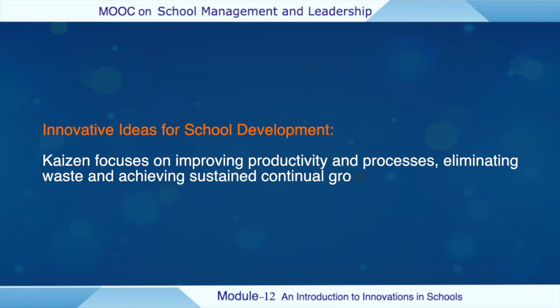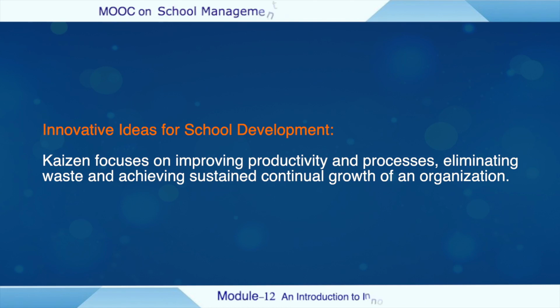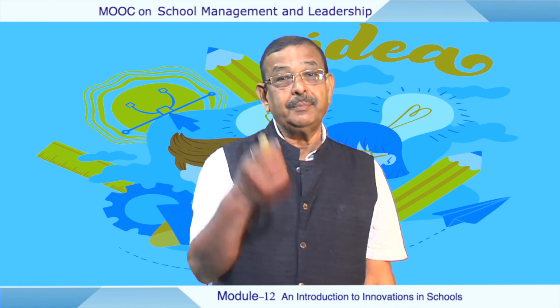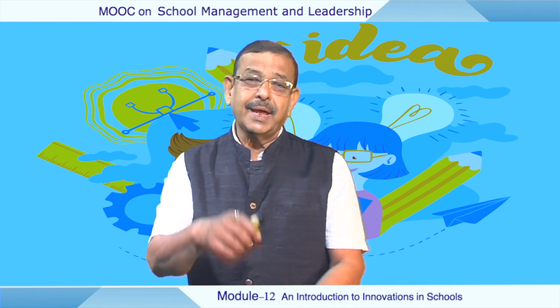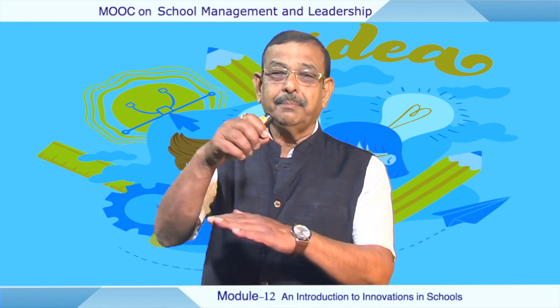In Japan, there is a concept called Kaizen. Kaizen means incremental, small steps, step-by-step improvement. This step-by-step improvement focuses on improving productivity and processes, eliminating waste, and achieving sustained continual growth of an organization. Step by step. It does not aim for drastic improvement. Drastic improvement may lead towards a drastic fall also. So step by step, whatsoever we are doing, one step better, a small step, that is Kaizen.